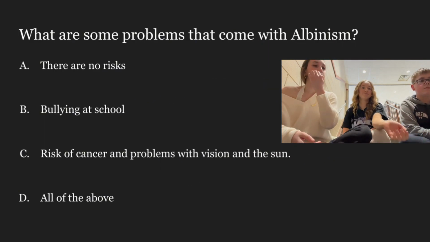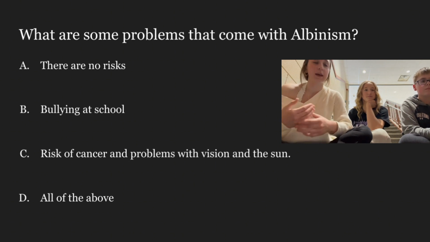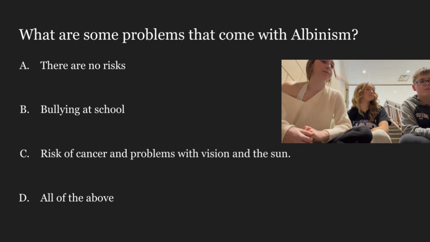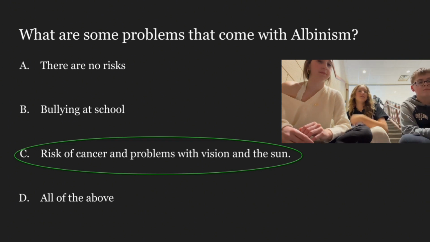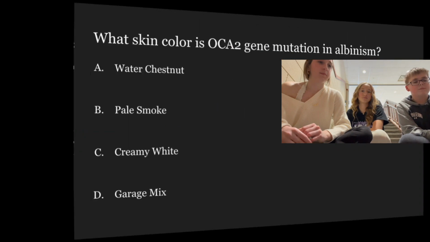Okay, so the next question is, what are some problems that come with albinism? A, there are no risks. B, bullying at school. C, risk of cancer and problems with vision in the sun. Or D, all of the above. Okay, so the answer to this one is C, risk of cancer and problems with vision in the sun.